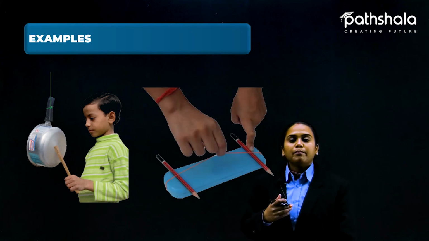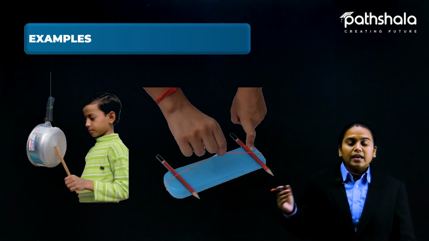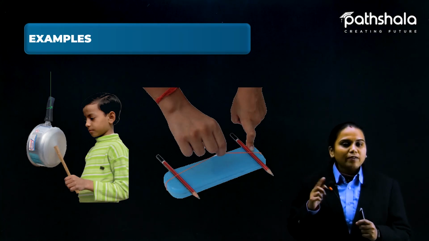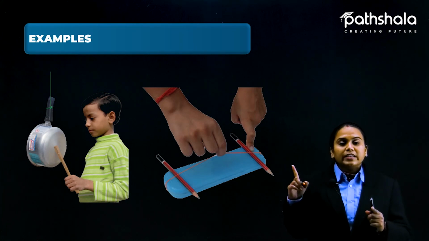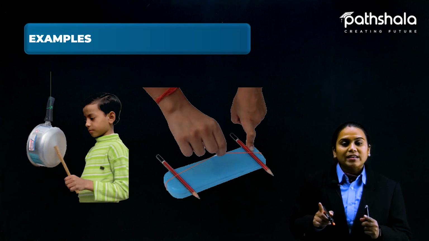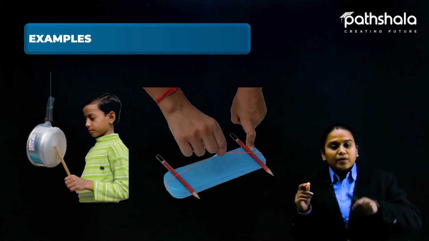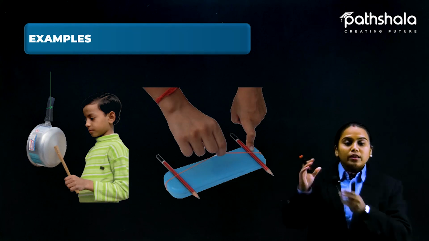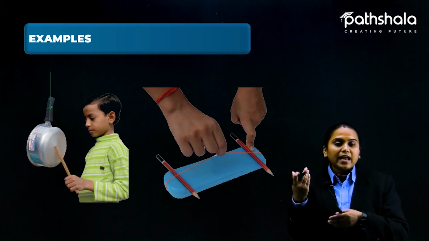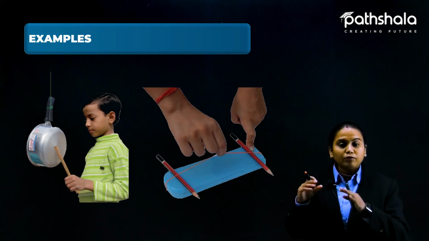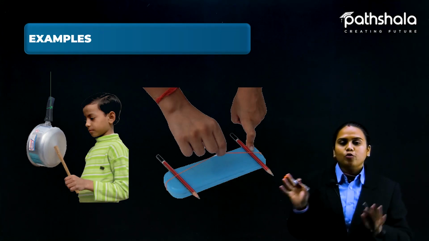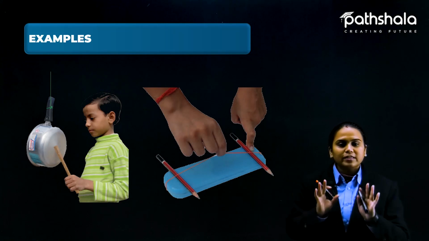Another example is that you can pluck a rubber band. And I guess you have seen a guitar also. In a guitar we have different strings, and a string can be plucked like this. When you touch any of the strings at that time, you will feel the vibrations.